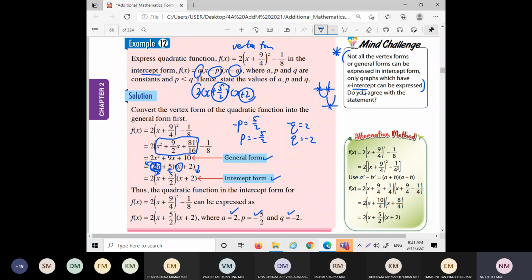When we come across this type of questions, bear in mind, not all the vertex form or general form can be expressed in intercept form. Only graph which have x-intercept can be expressed. So this type of graph, there's no x-intercept, so this one got no intercept form.